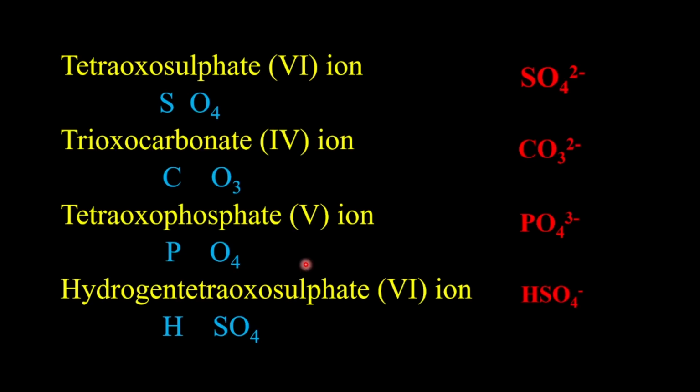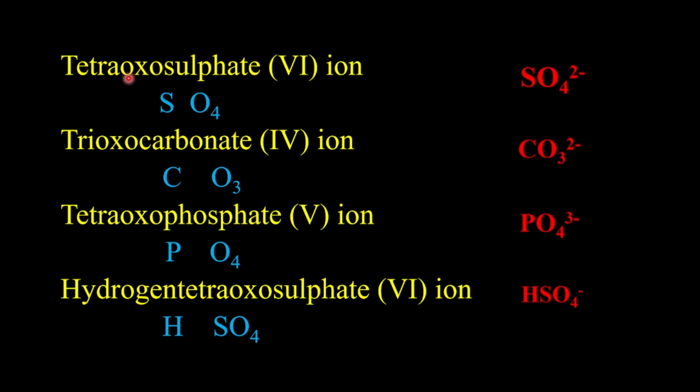Now let's take that of ions. Now let's look at how to write chemical formula for ions. So in our case here, we have tetraoxosulfate(VI) ion. The ion here indicates that there should be a charge. So how do we do this? Please take note of this.